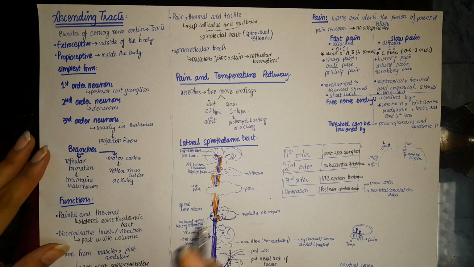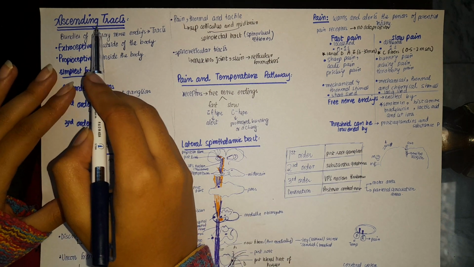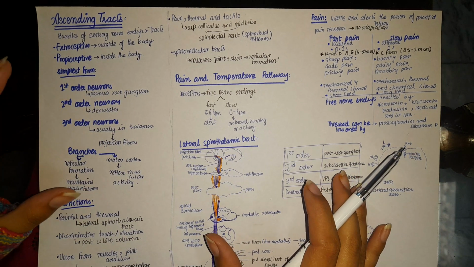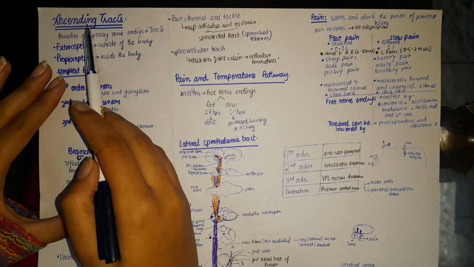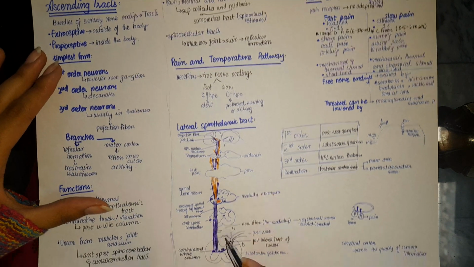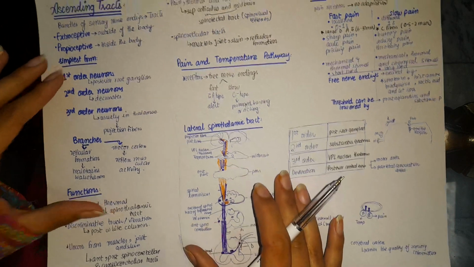In this video we are going to discuss ascending tracts. These tracts are part of your central nervous system module, and in this whole topic I am going to discuss the ascending tracts, or the tracts that are going up from the spinal cord to your cerebral cortex, right?